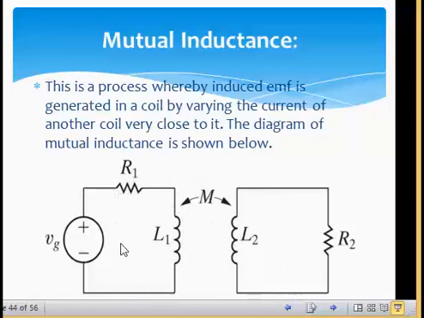I have two coils here, L1 and L2. L1 already has self-inductance due to the change in current. This produces flux, and that flux is coupled to L2, so that's mutual. The change in flux of L1 is transmitted to L2, which causes induced EMF to be generated in coil 2, L2. So please take note of that.